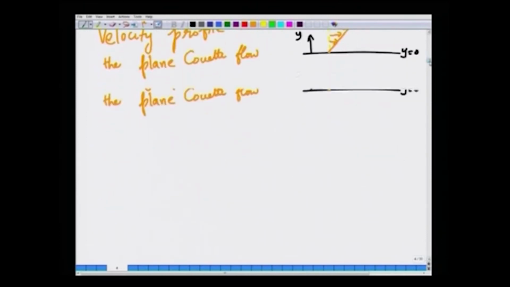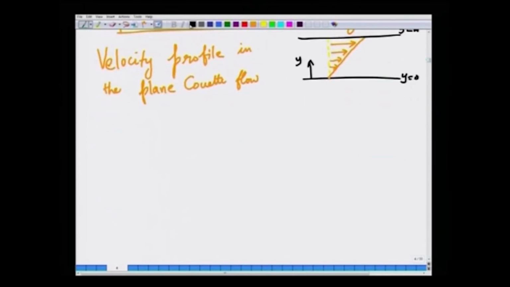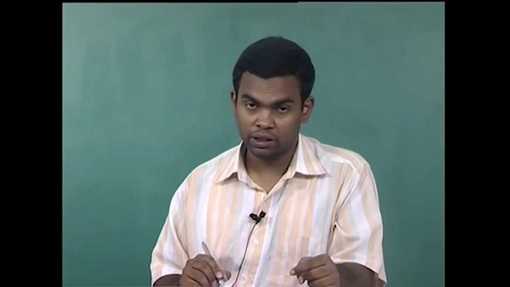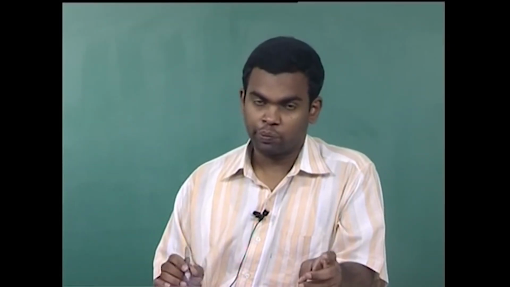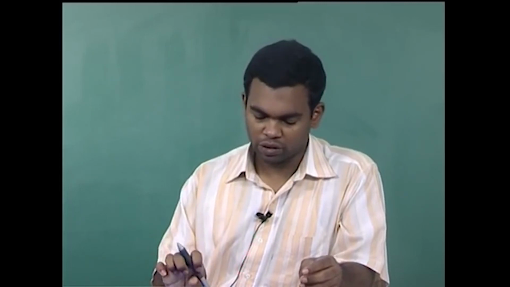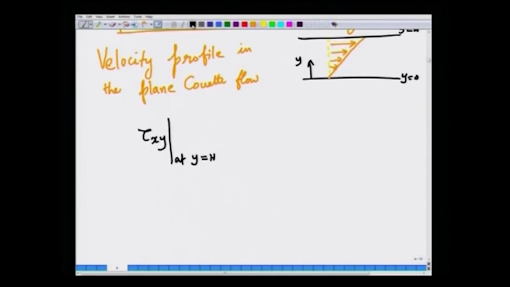Okay. Now, once you have the velocity profile, you can find out the stress. tau x y is mu partial u partial y, the shear stress on the top plate at y equals h, because we want to calculate the force that we must exert on the top plate, so that the top plate moves with the velocity u, because there is a viscous fluid in between.